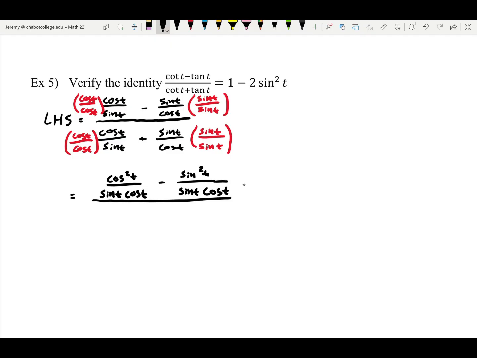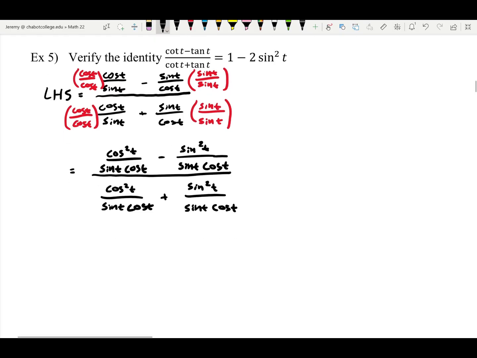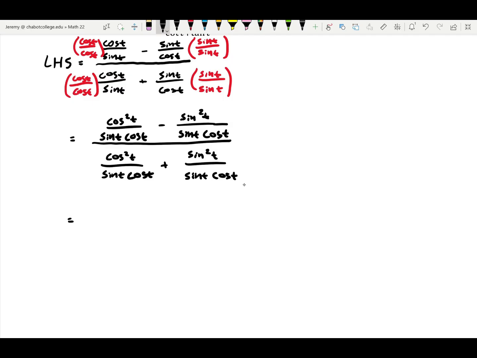Now looking to the bottom of the big fraction, I'll have cosine squared t over sine t cosine t, and now plus sine squared t over sine t cosine t. And now with those common denominators all over the place, I can add together in the numerator, and I'll get this: cosine squared t minus sine squared t over sine t cosine t.